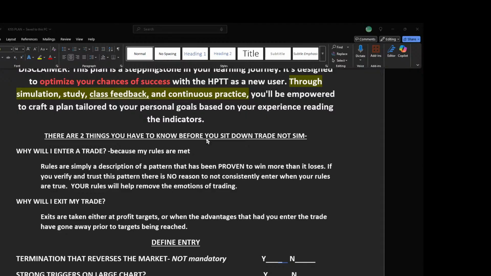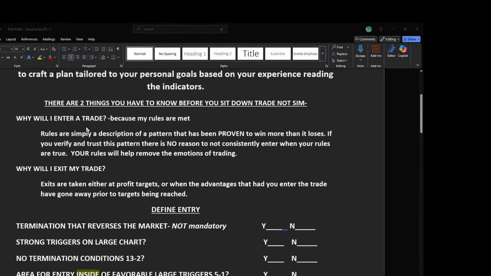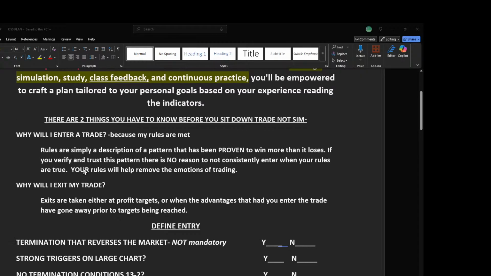It's the safety net. It's where you can't get hurt, where you can't lose money, where you can't upset your spouse. When it's time to go live, when it's time to test that plan, guys, these are the two things that you need to know. This is what we call a trading plan. You have to know why you will enter a trade. And the cheesy answer, but the true answer, is because my rules are met. Because my rules describe a pattern, and the pattern has been proven to win more than it loses.